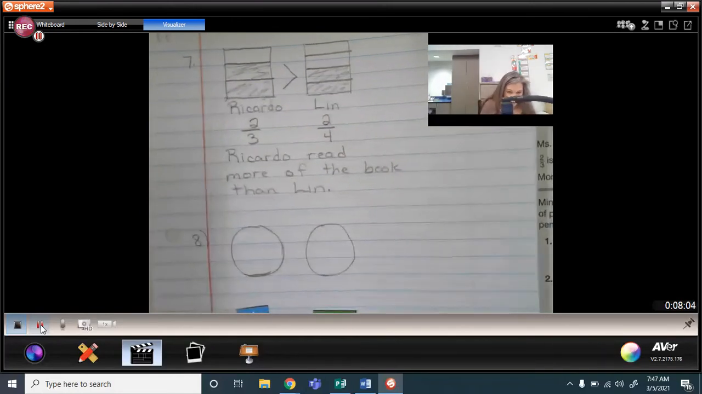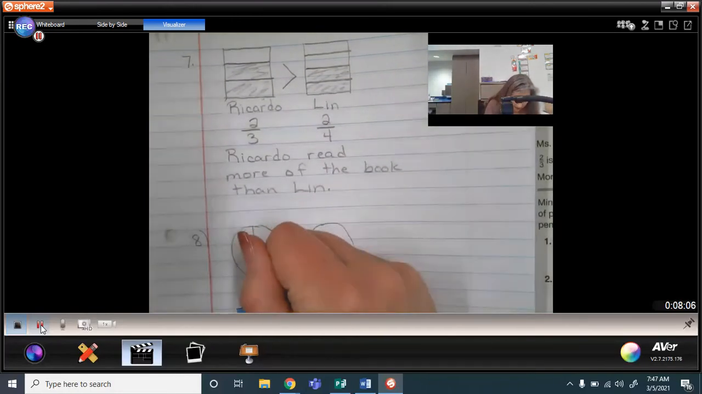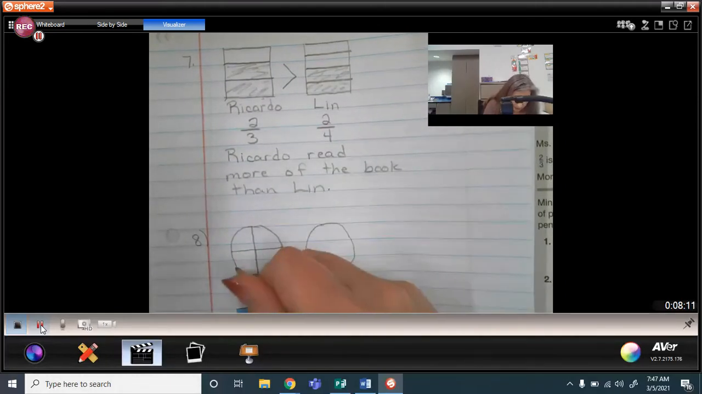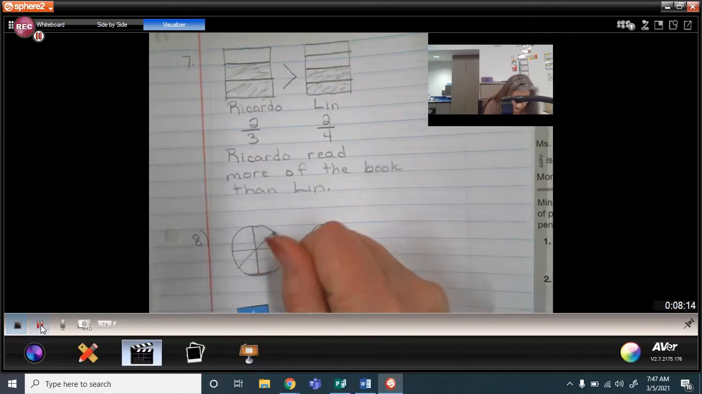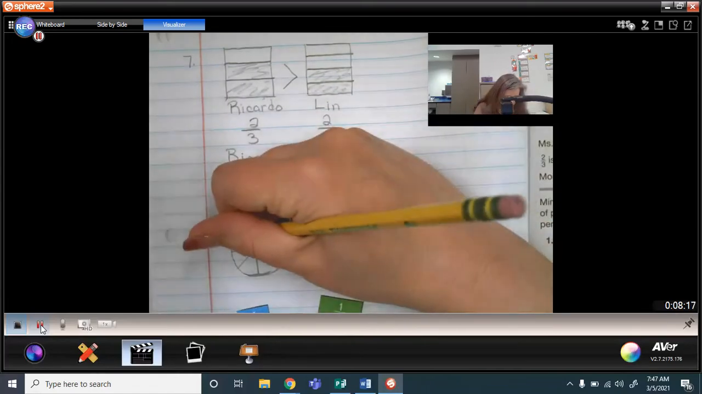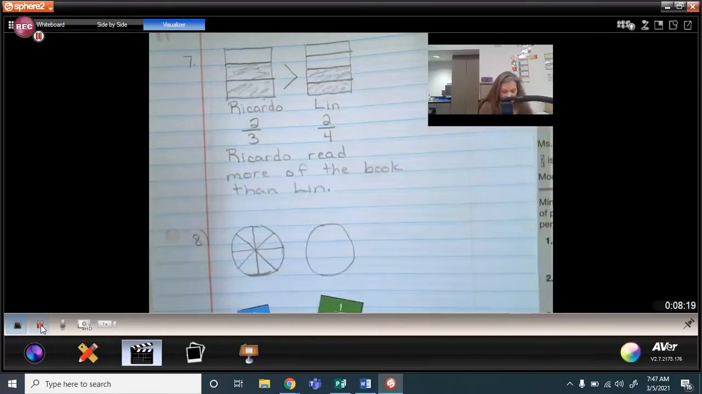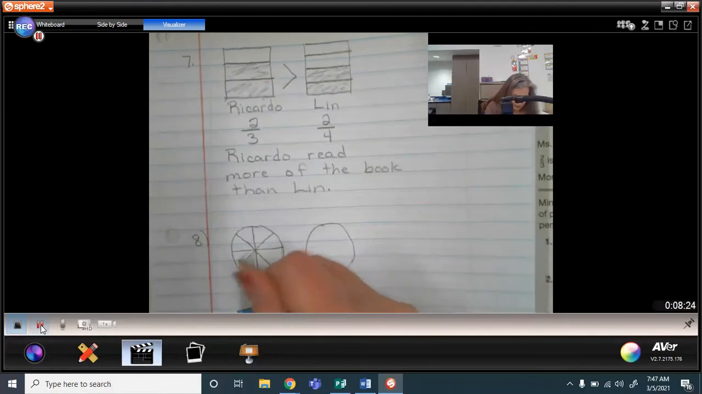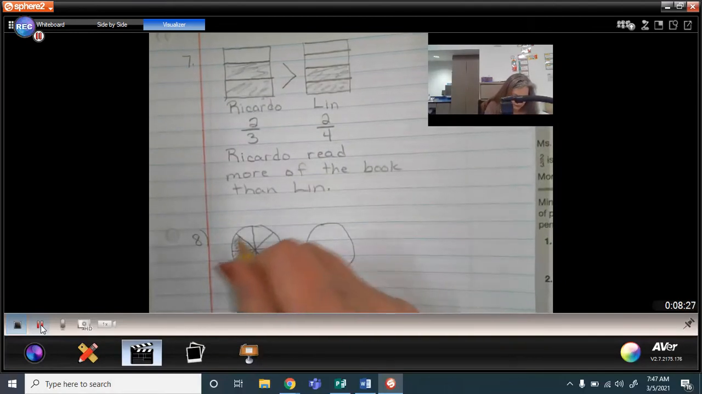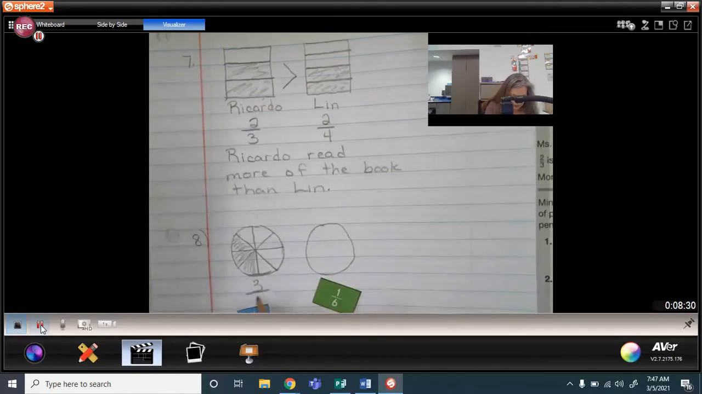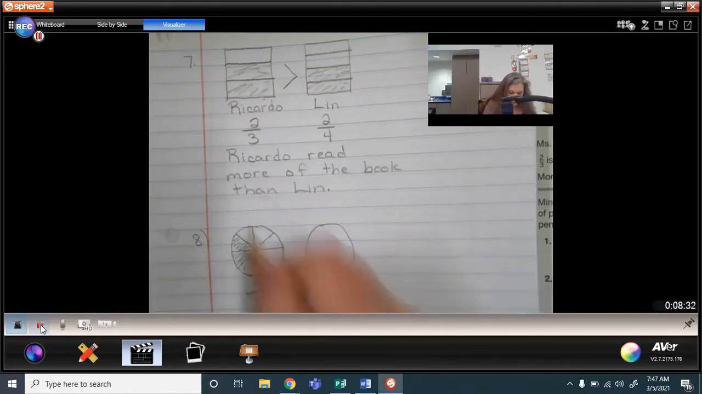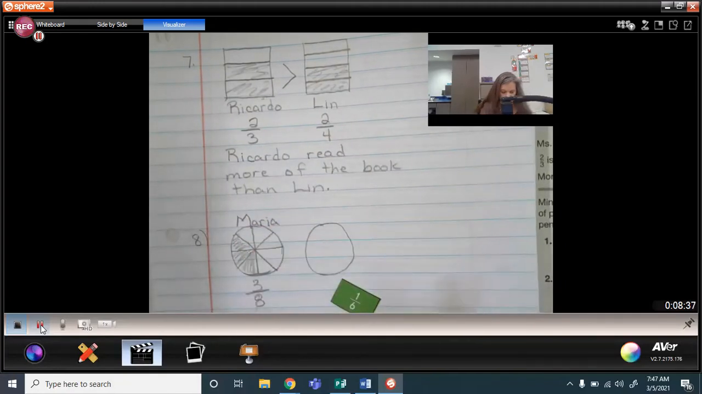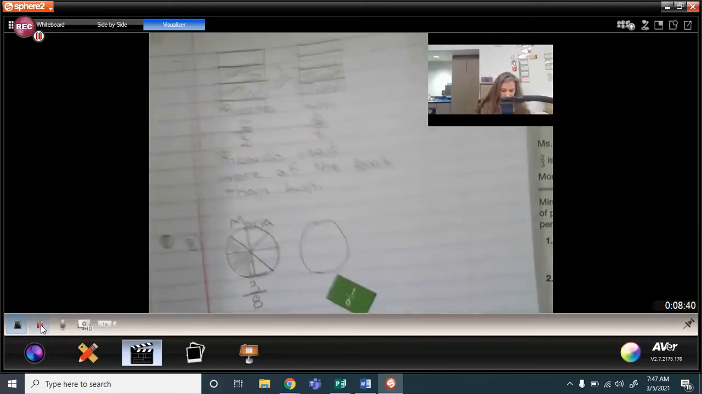1/8 and 1/6. So I'm going to break it up into half first, then 4ths, then I'm going to take each 4th and cut it into 2 pieces, doubling those 4ths into 8ths. Now you can see I have 8 equal pieces, and Maria ate 3 of the slices. So this would be 3/8. This is Maria's pizza. I'm labeling it so that I can visualize whose pizza is whose, because sometimes we forget if we don't label.